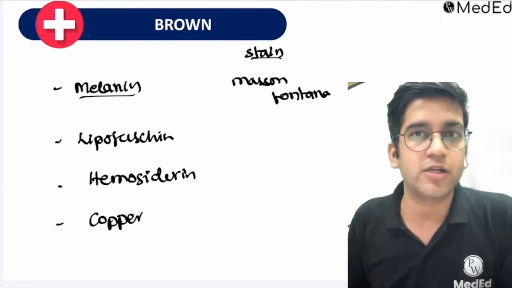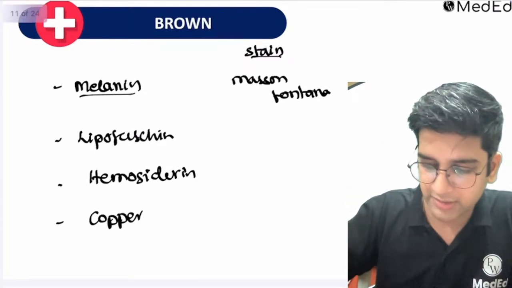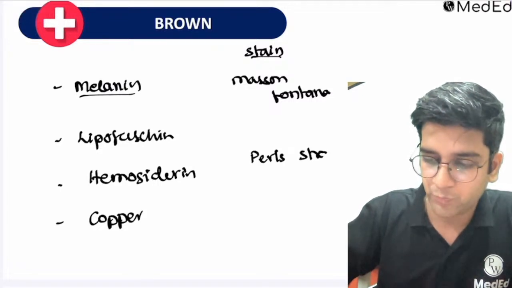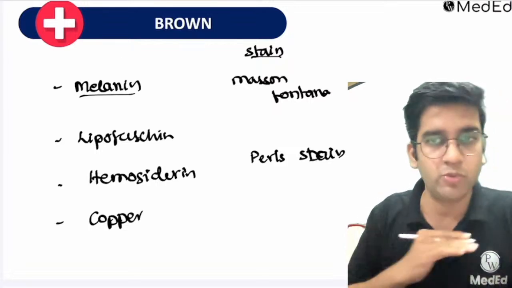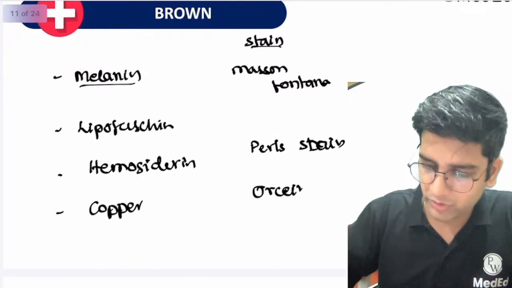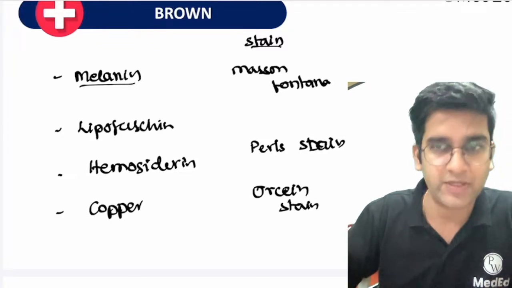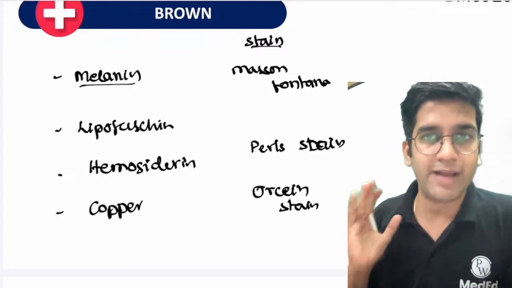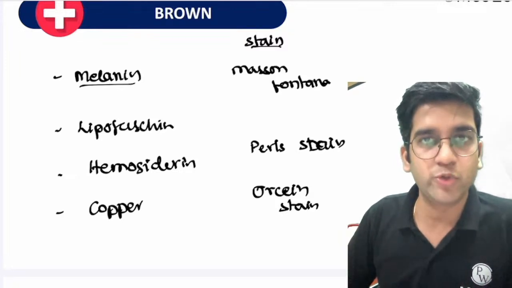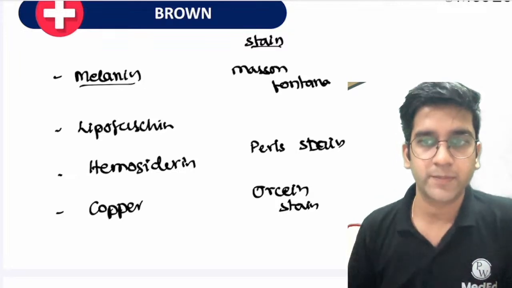And what's the stain for iron, hemosiderin? You know the answer. It's Perls' Prussian blue. I'll just write Perls' stain. Perls' Prussian blue or Prussian blue stain means the same. Copper, I'll just name only one stain which I like a lot, Orcein stain, right? There are more stains as well. Now a question back to you again. Does Perls' stain stain only hemosiderin or both ferritin and hemosiderin?